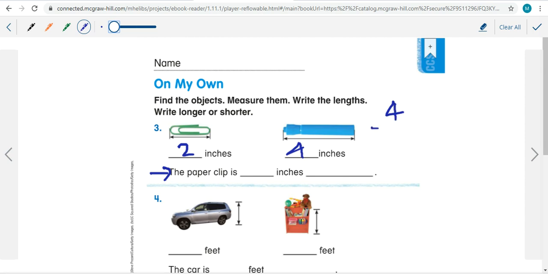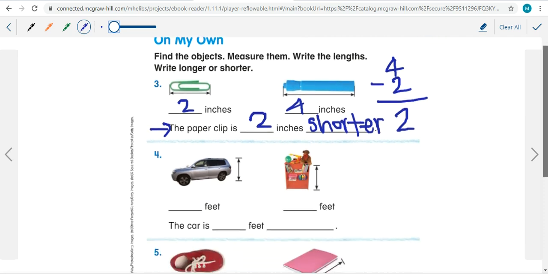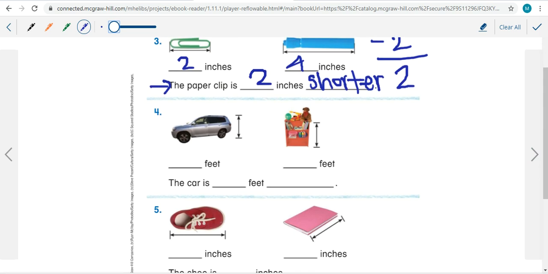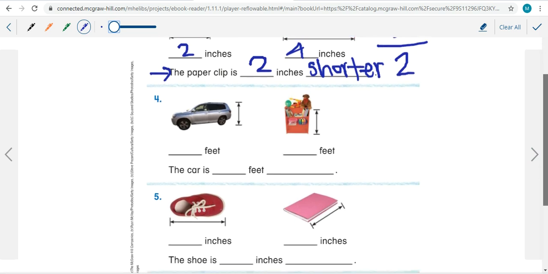Always subtract the smaller number from the bigger number. 4 minus 2 equals 2. So the paper clip is 2 inches what? As you can see, the paper clip is shorter, so you write shorter on the line. Shorter. Okay? Shorter means más corto, longer means más largo. Now, a car. Remember that we are estimating. Remember that 1 foot is 12 inches, so how many feet tall do you think a car is?